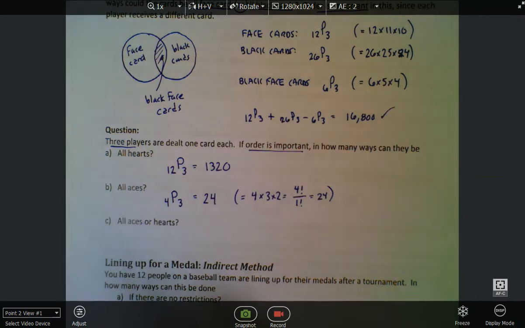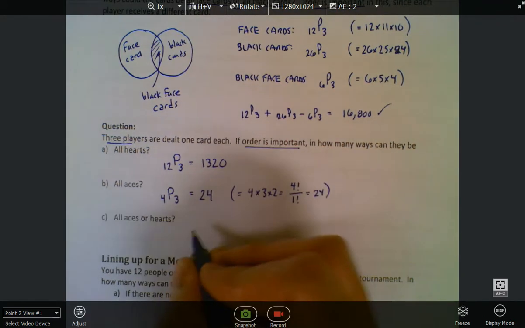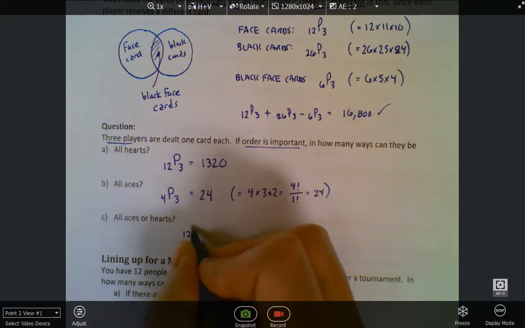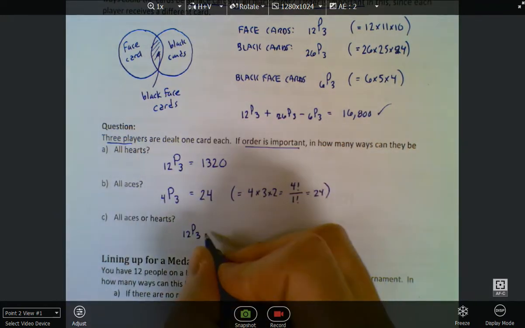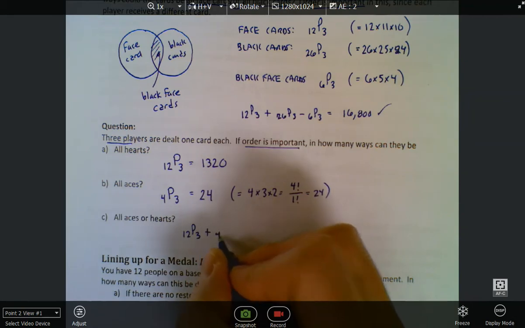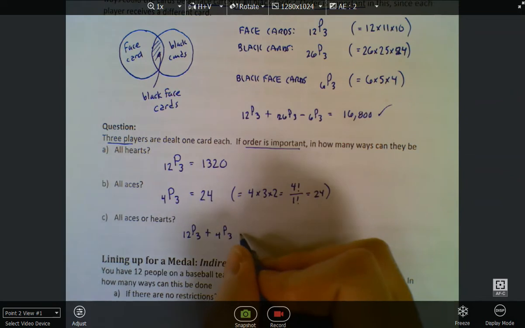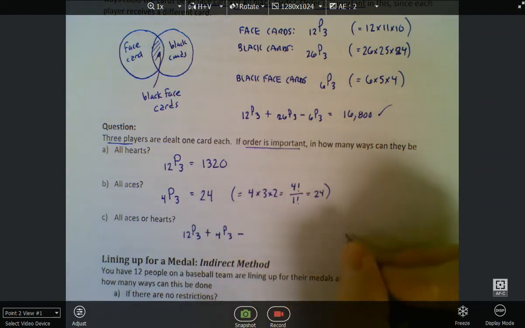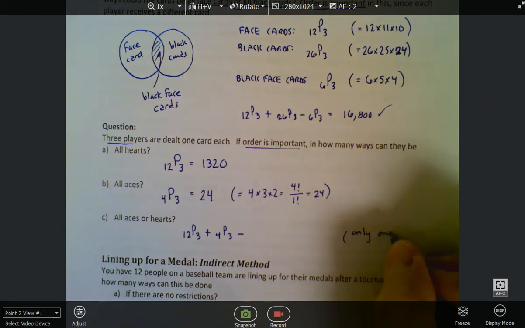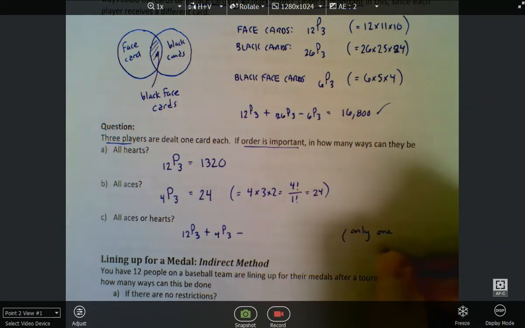Okay, so how about it being all aces or hearts? So what we do is we say the total number of ways of dealing out all the hearts plus the total number of arrangements where order matters, where we're dealing out the aces. And it turns out that there is only 1 ace of hearts.